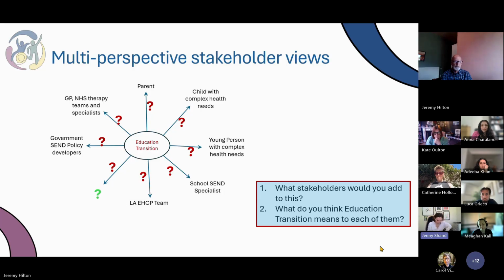I added a few. I added charities who try and represent collections of groups of people, voluntary sector provider groups. I added school leadership because I think sometimes the culture of a school is set by the leadership team. I added transport services. We heard a bit about how important that is and the role that it plays, so not to be forgotten. So that was my question 1.